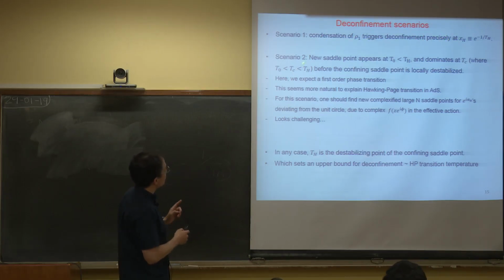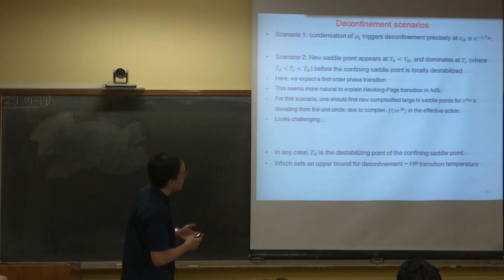And another possibly more likely scenario is that before we reach this temperature, below this temperature, actually a new saddle point might appear completely away from this confining saddle point, and then as we further increase the temperature, might take over the existing confining saddle point before it gets unstable. So in this case, the phase transition will have to be a first order phase transition.